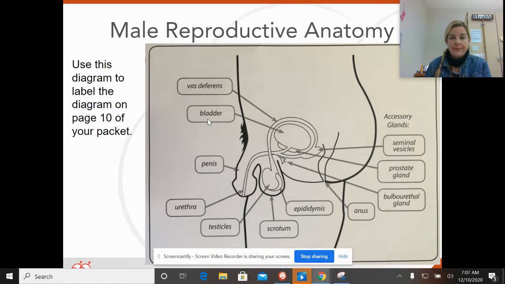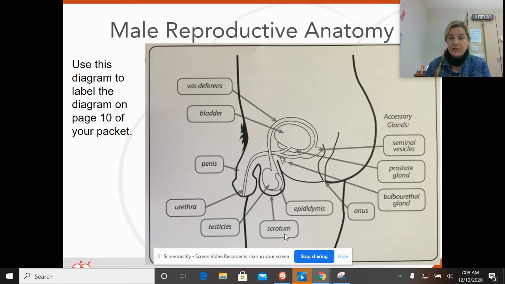B-L-A-D-D-E-R. Below that, penis, P-E-N-I-S. Below that, urethra, U-R-E-T-H-R-A. Below that, testicles, T-E-S-T-I-C-L-E-S. Bottom of the slide would be scrotum, S-C-R-O-T-U-M.